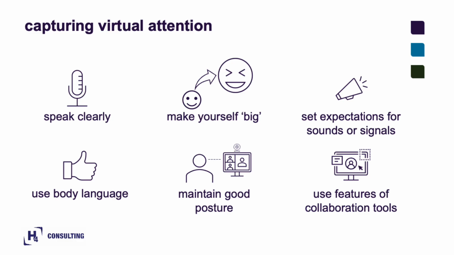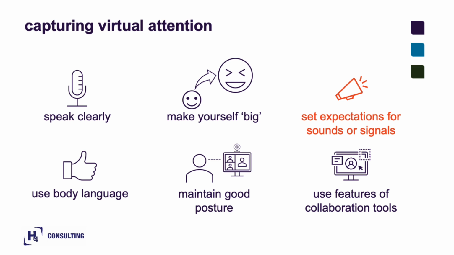Good preparation and workshop design can reduce the risk of participants multitasking or losing focus on the workshop, but a lot depends on your ability to capture and hold attention in the moment. Ways you can capture attention in the virtual room include speaking clearly in a strong voice, using body language or at least facial expressions to communicate and engage participants, making yourself big when commanding the attention of the room, slightly exaggerate your facial expressions and any visible hand gestures, maintaining good posture, sit up straight with your eyes aligned with the camera, don't slouch, lean back, or spend too long looking at an off-camera screen.